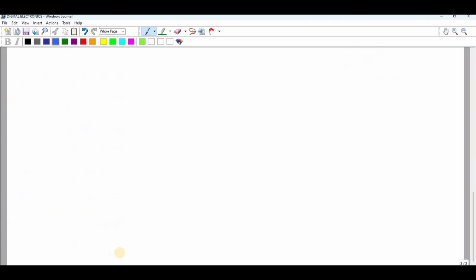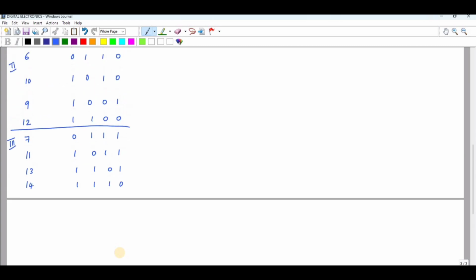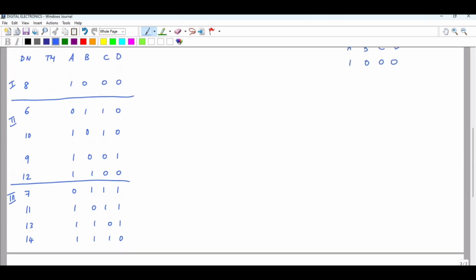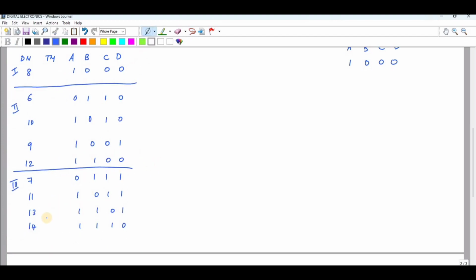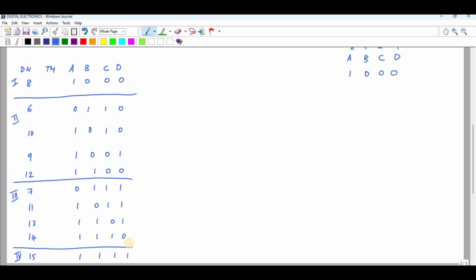So that's all about your third group element. Okay, next, the fourth group element. The fourth group element is 4 ones, right? The fourth group element is 1 1 1 1, that is 15, right? Okay, so this is your first step.